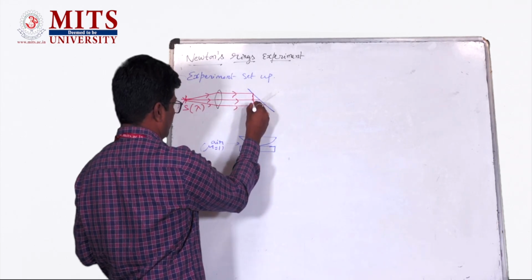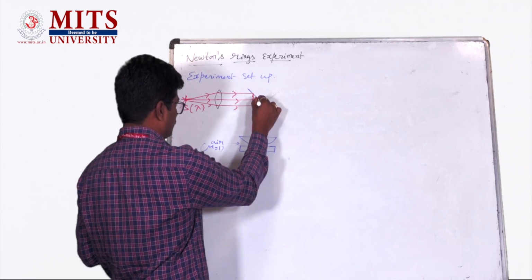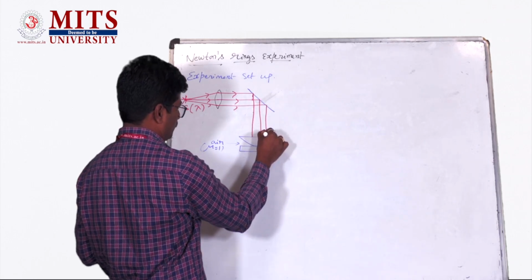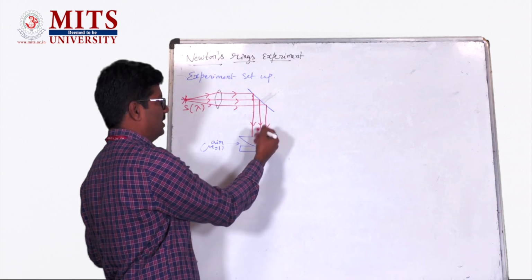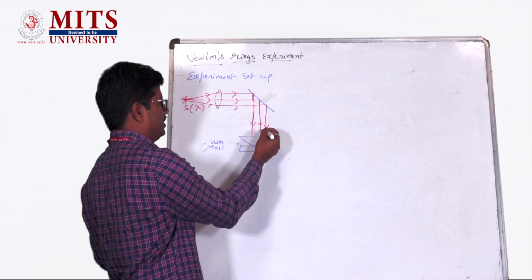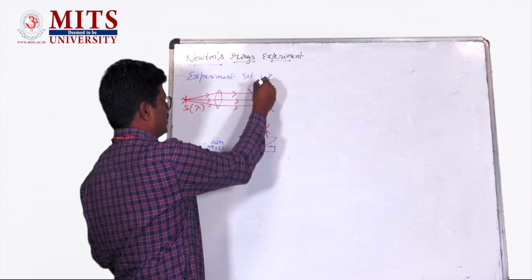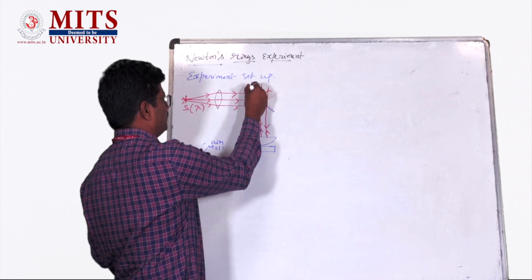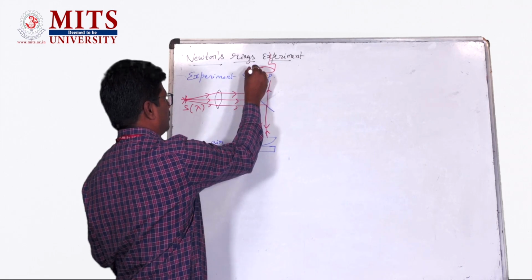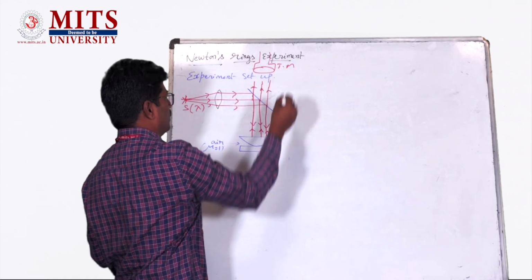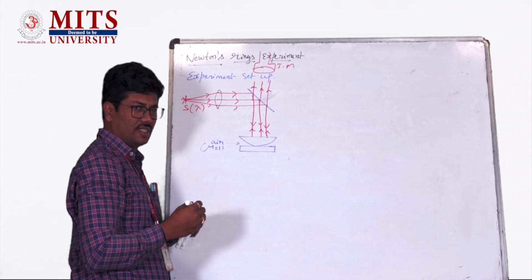So the light now comes down. When it falls on this, it reflects and refracts and then reflects. This reflected light will pass through this and comes out here. And this light we can see through a traveling microscope. So this is basically the setup of Newton's rings experiment.